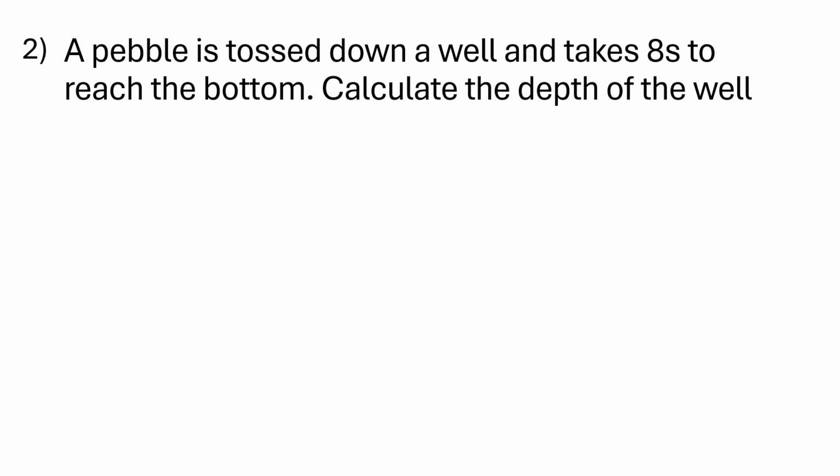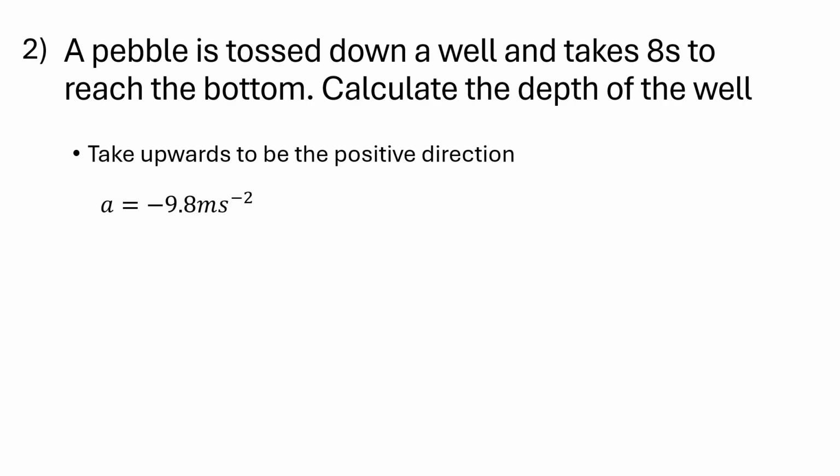Okay, second question. A pebble is tossed down a well and takes 8 seconds to reach the bottom. Calculate the depth of the well. So once again, the first thing that we're going to do is define a positive and a negative direction. So once again, I'm just going to take upwards to be the positive direction. What do we know? Once again, our acceleration will be negative 9.8 meters per second squared.